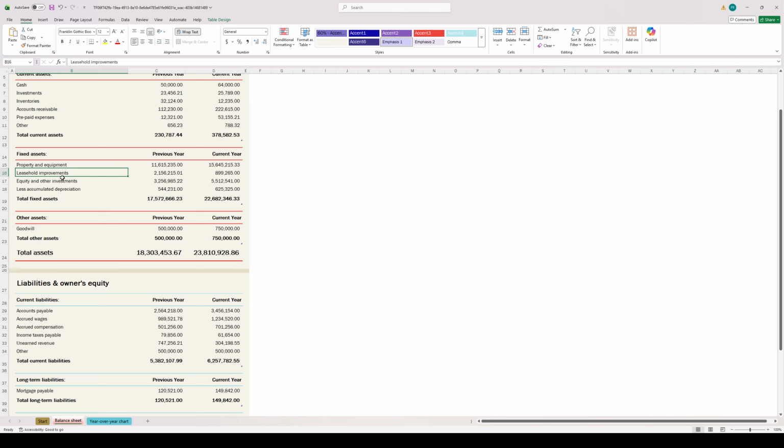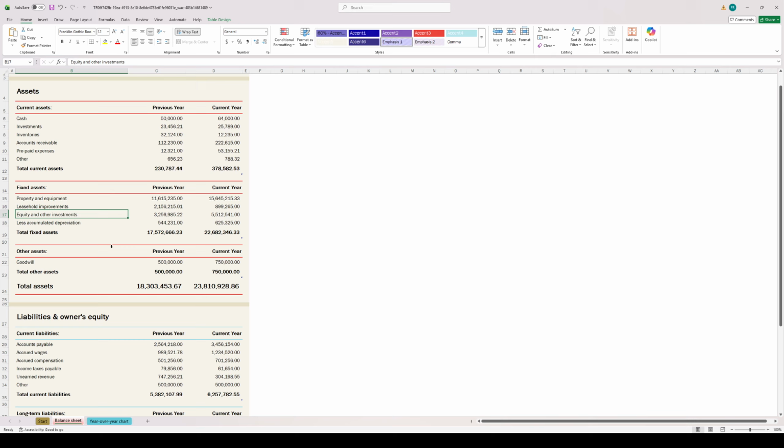And then we have leasehold improvements, and then equity and other investments, which could be any other investments that make up the business. The current assets are usually first because they're what we have right now, and fixed assets are what we will have for a long term. Current assets don't usually last that long, but it depends.